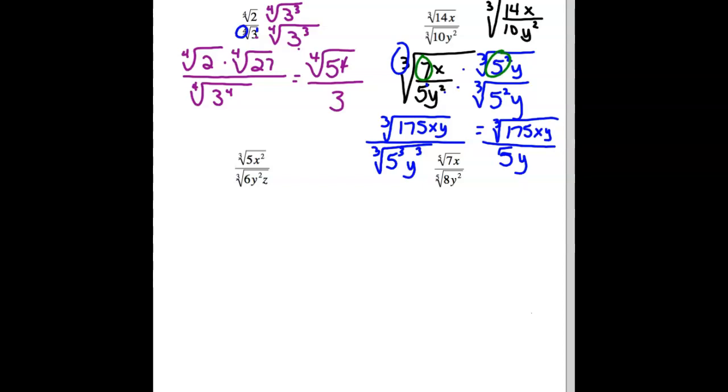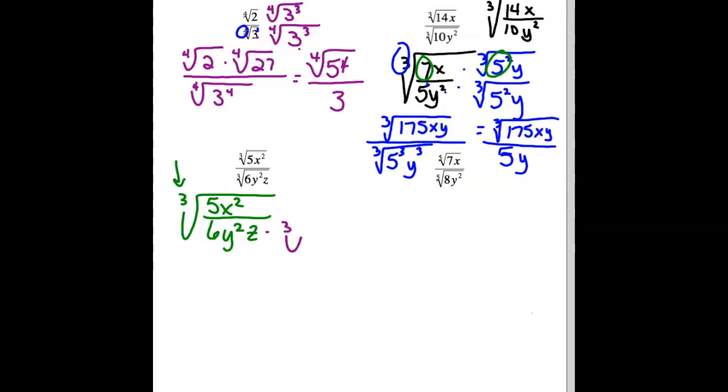All right, our next one, we have the cube root of 5x squared over 6y squared z. Nothing can be reduced there. 5 and 6 don't have any common factors, and my variables are not the same in the numerator and the denominator. So we are trying to do groups of 3. We need to multiply in here things to make 3 of things in the denominator.